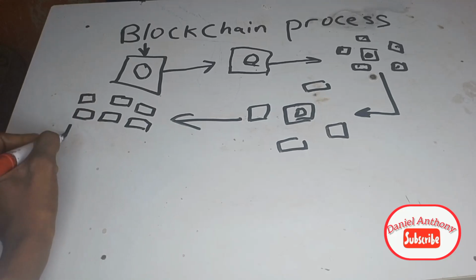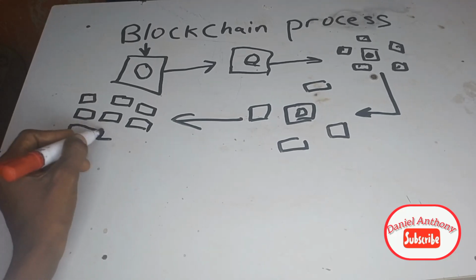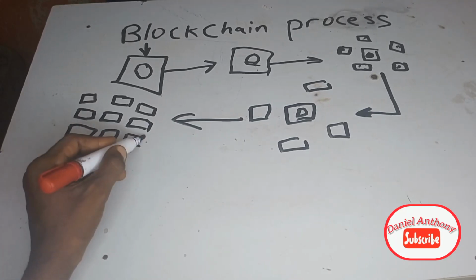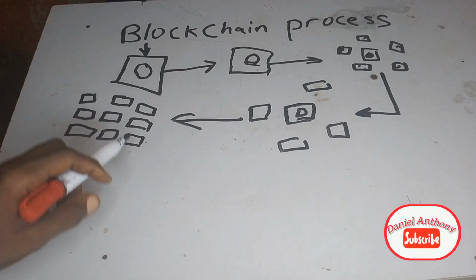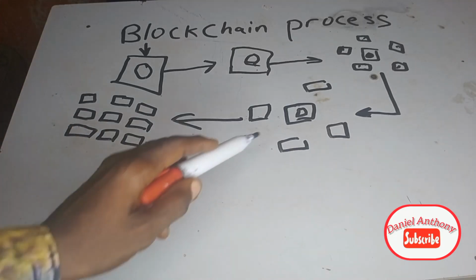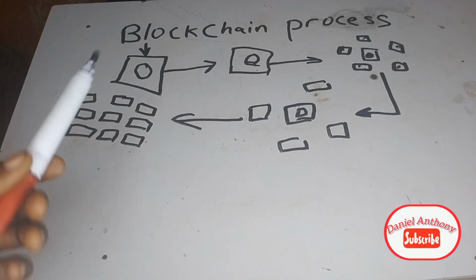So every transaction that goes on in the blockchain network, the nodes have a record of it. Even if it's a transaction that has taken place for the past 10 years, 20 years, the node has a record of it. So you cannot bypass the node when making a transaction in the blockchain network.